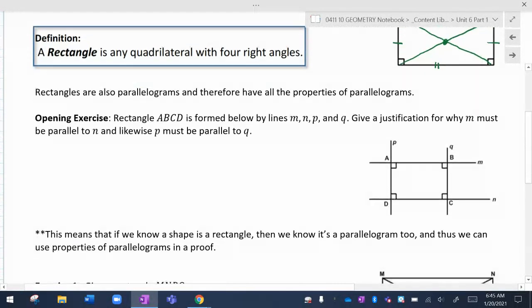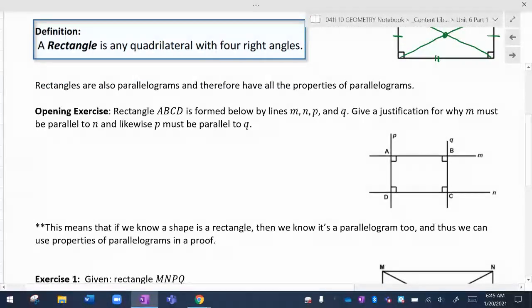All right? So, opening exercise says rectangle ABCD is formed by the lines. Give a justification for why M must be parallel to N, and likewise P must be parallel to Q. So how come if I have 4 right angles, M and N are parallel to each other? Well, here's why. If I look at M and N, and then I compare this angle 1 to that angle 2, I know that angle 1 is 90 degrees. I know that angle 2 is 90 degrees. The measure of angle 1 and the measure of angle 2 are 90 degrees. And I know that 90 plus 90 is 180.